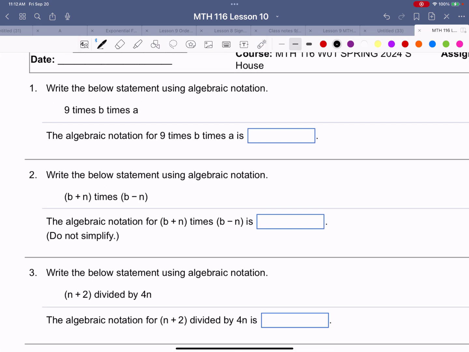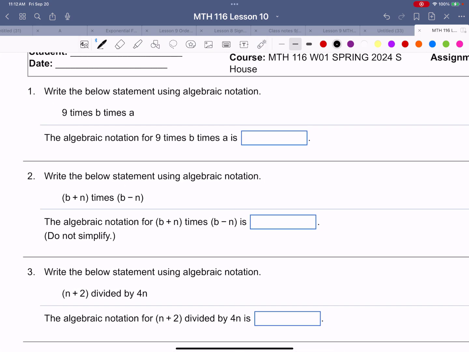So here is number 1. Write the below statement using an algebraic notation. So we're asked to do 9 times B times A. Now there are several ways to write this. As you see there, I've done it with the dot.